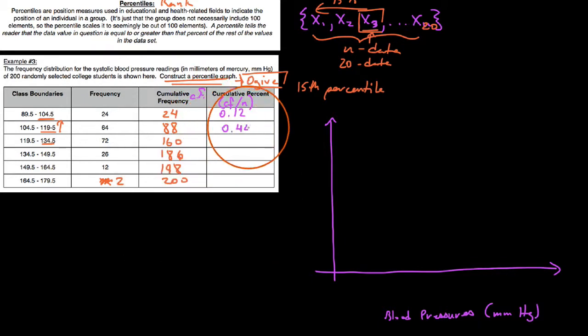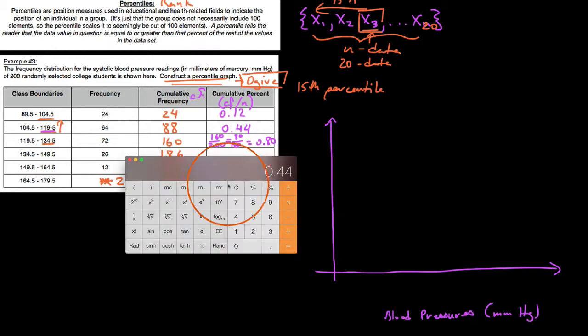So again, we'd say that somebody who has a blood pressure of 119.5 millimeters of mercury has a blood pressure that is greater than or the same as 44% of the rest of the people in the data set, or 44% of the rest of the data set is below their systolic blood pressure. So 160 divided by 200, this one's a little bit easier to do in our heads. Reducing that becomes 80 out of 100. So this is going to be 0.80, so that's the 80th percentile.